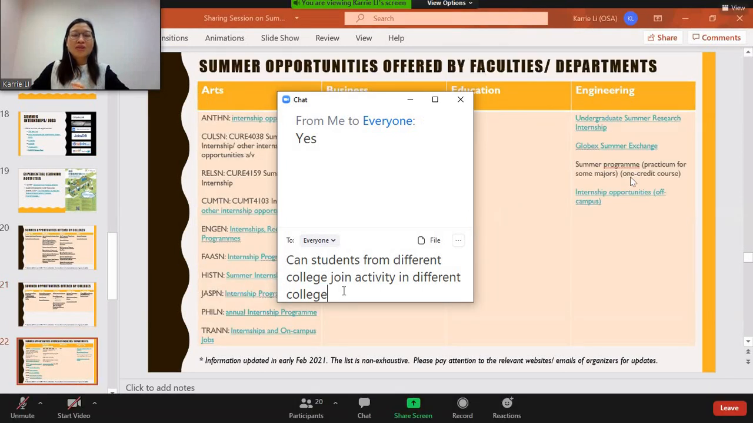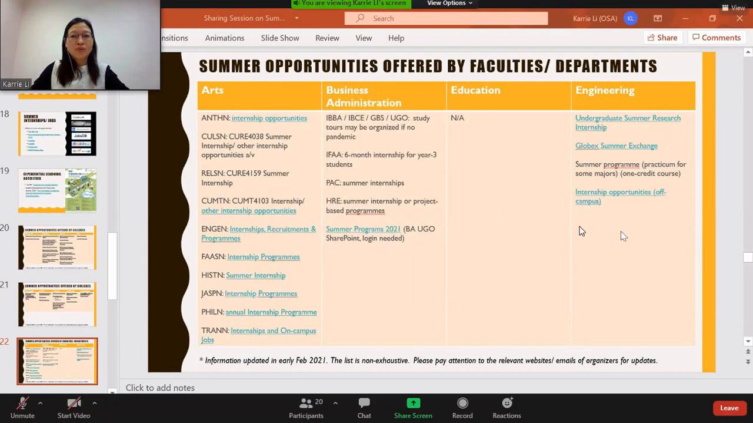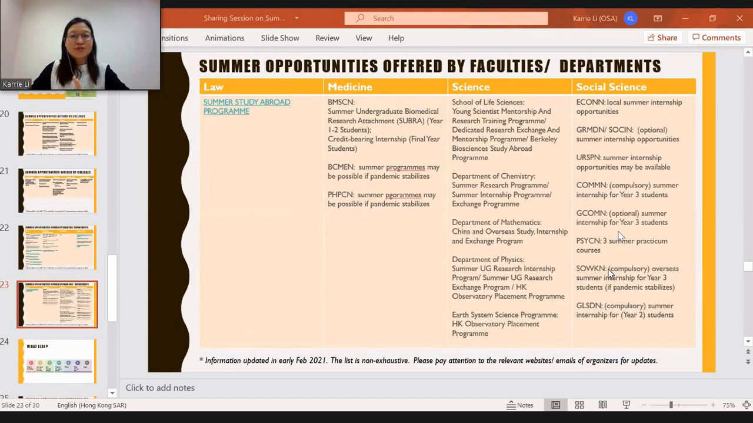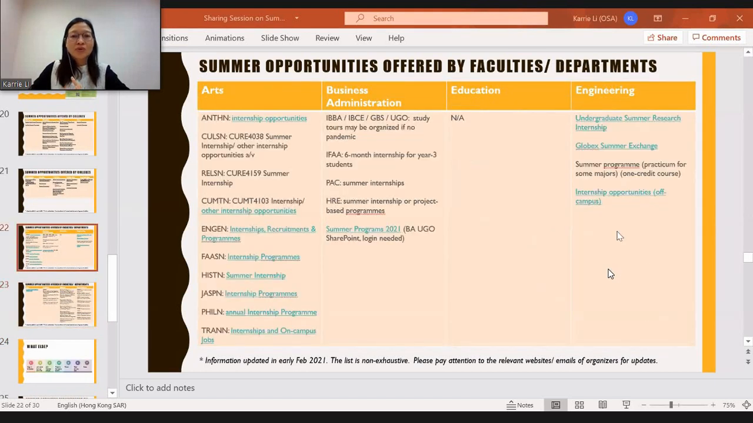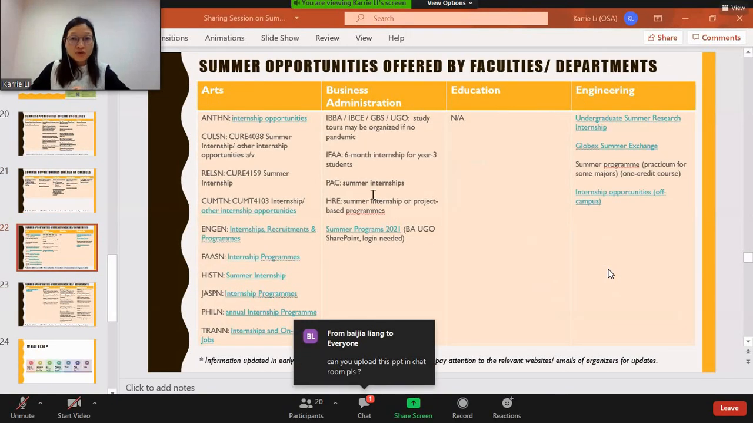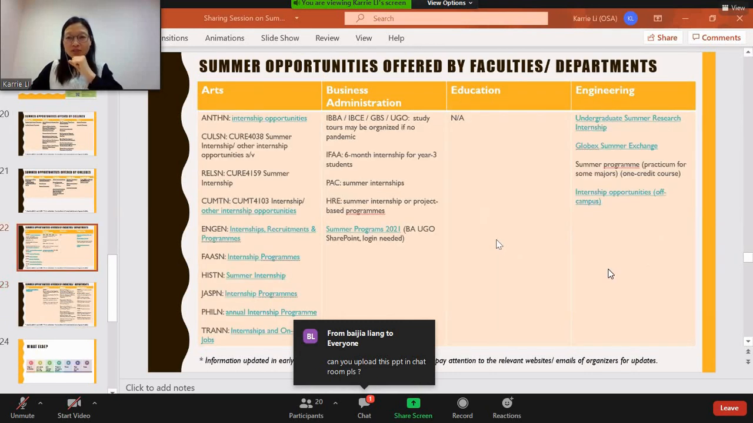So not only the colleges, your faculties and departments may also have different summer programs for you to join. Here, I'm not going to go through it one by one, but I want to point out that for the faculties and departments, normally it will be summer programs or the study abroad program, as well as some practicum. Some are compulsory and some are optional.